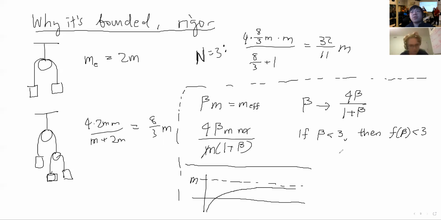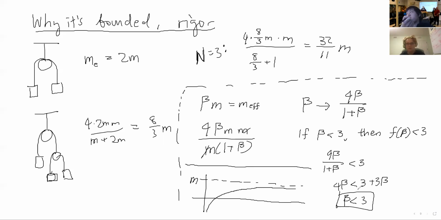Now we can actually confirm this pretty quickly. So 4 beta over 1 plus beta is less than 3. So 4 beta is less than 3 plus 3 beta. And look at that, beta is less than 3, which is correct, right? It follows from our assumption. And we do start with beta equal to 2, so we know this is always going to stay true no matter what beta we use. As we transition, it's always going to be less than 3.